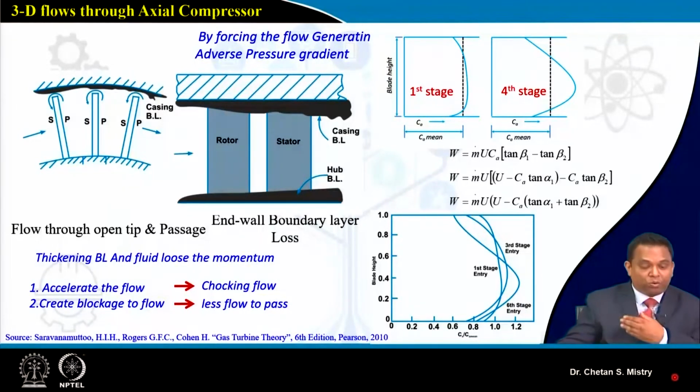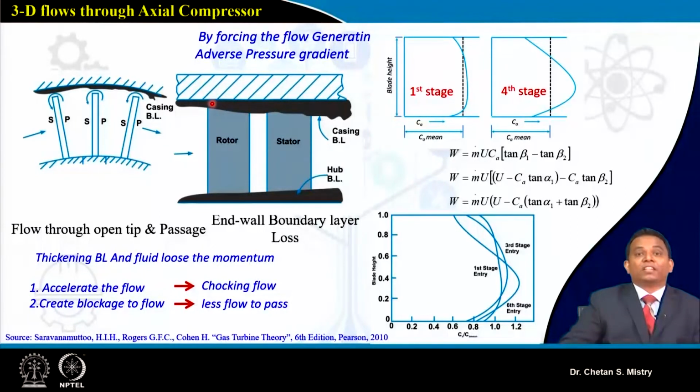Now let's try to look here. Say this is the casing, and here we have our hub. When we have our rotor and stator combination, we know it is working under adverse pressure gradient. That's the reason, if you consider the casing and hub as solid bodies, you will have growth of boundary layer happening along this wall.